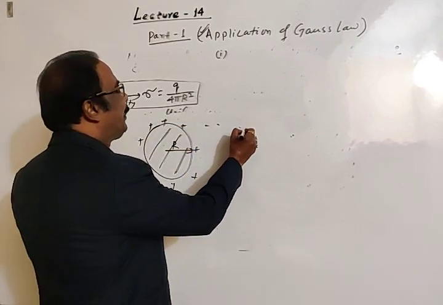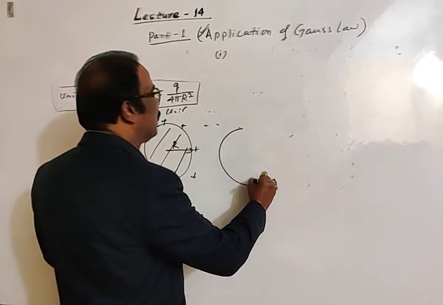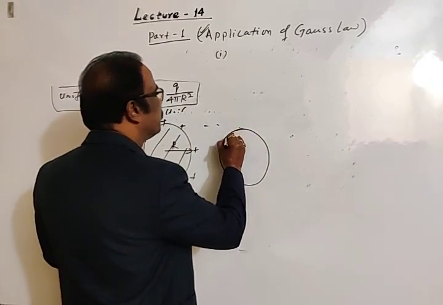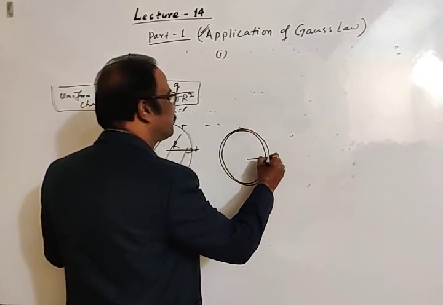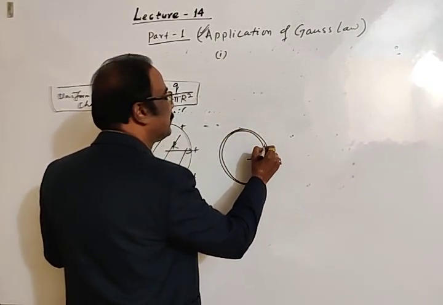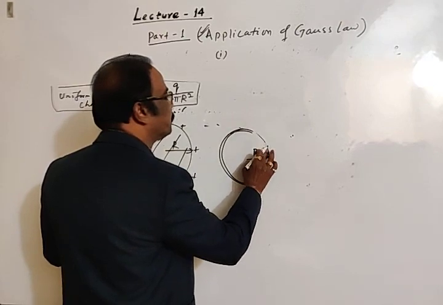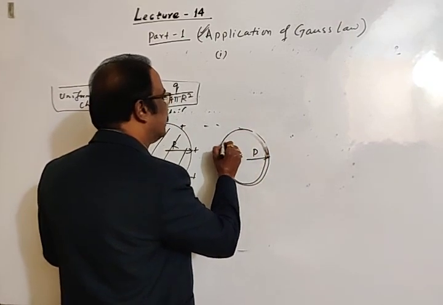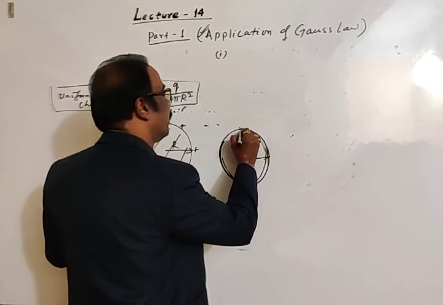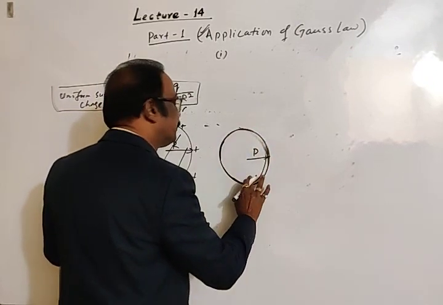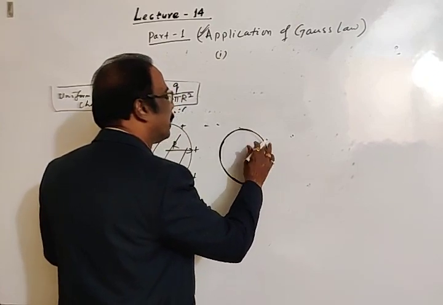Okay. If you take a thin spherical shell, the thickness is very small. So radius again is r. This thickness is very small thickness. Not too thick, very thin. Okay. This is thin spherical shell of radius r.